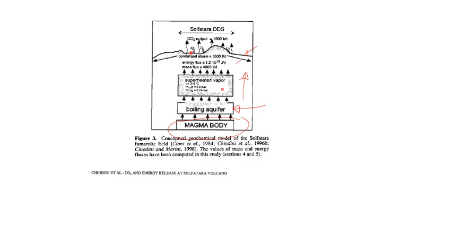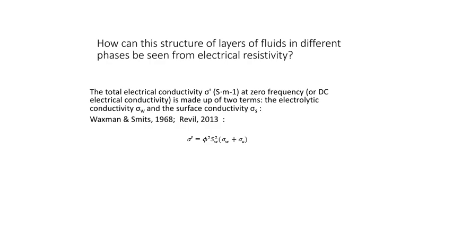In the cases I'm going to present, we'll see examples where conductivity varies both with the phase change of the fluid and also with the presence of clay. So how can the structure of layers of fluid in different phases be seen from electrical resistivity or conductivity?